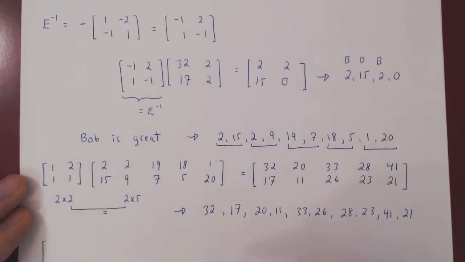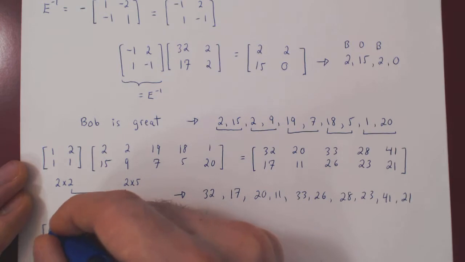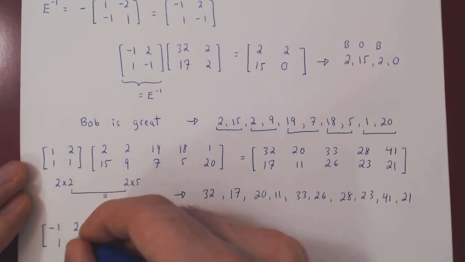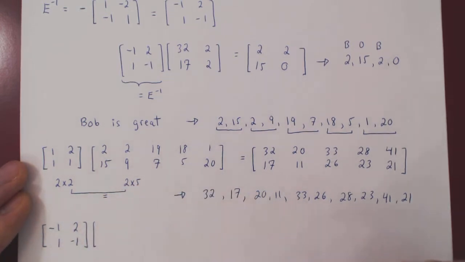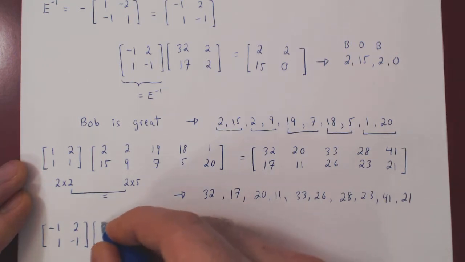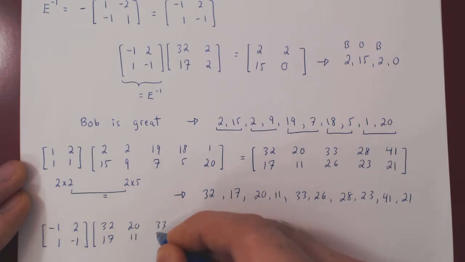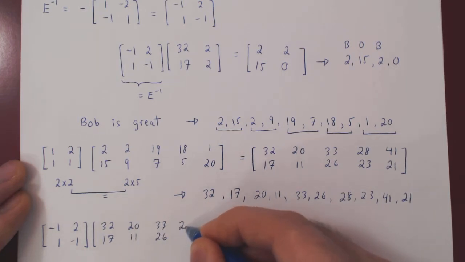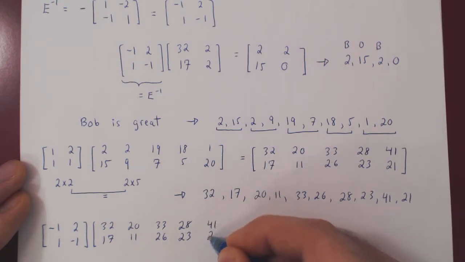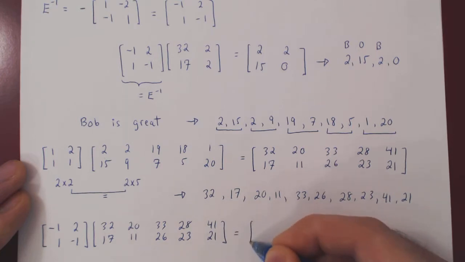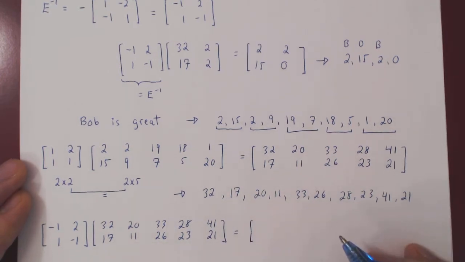So we are now decoding the message. So E inverse is -1, 2, 1, -1. And now of course we must rewrite the string of encoded numbers into the columns of our matrix. Let's see what we get.